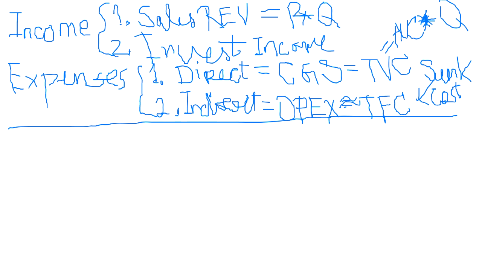suppose we assume the direct cost was $300 per unit. Let's assume indirect cost is $100 per unit. Then what comes next? Suppose their investment income, let's ignore this. Their investment income is zero. Sales revenue is, the revenue price is $500.